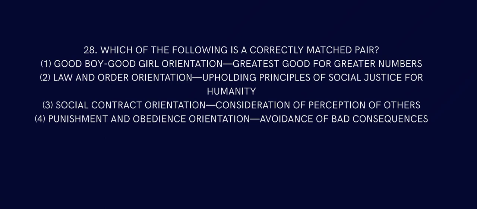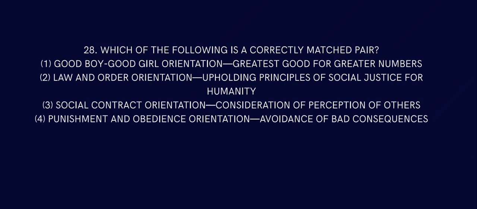Question number 28. Which of the following is a correctly matched pair? Good boy, good girl orientation, greatest good for greater numbers. Law and order orientation, upholding principle of social justice for humanity. Social contract orientation, consideration of perception of others. Punishment and obedience orientation, avoidance of bad consequences. So the question asks which one is correctly paired.